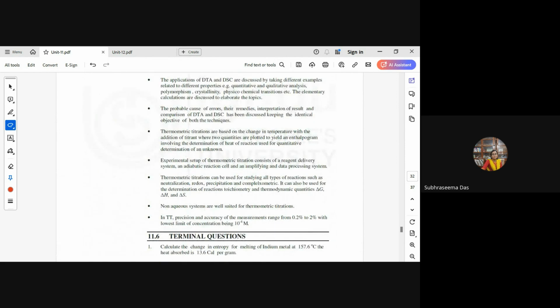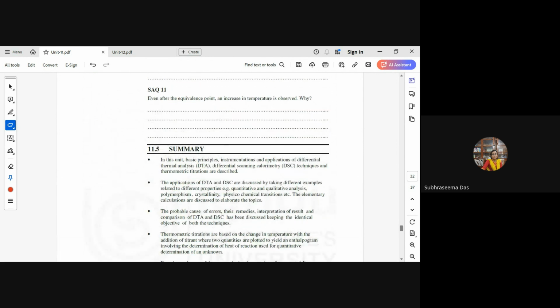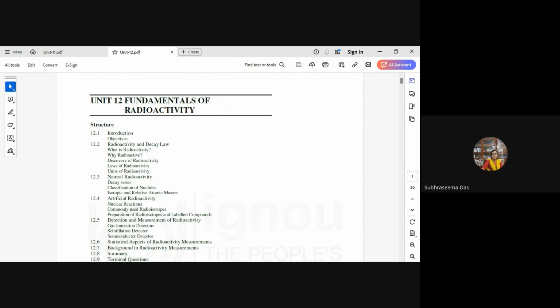So, today we have studied the applications of DTA, DSC, and thermometric titrations, and the calculation of K from thermometric titrations. So with this, this unit is over. That is the calculation, DTA, DSC, and thermometric titrations. So now we will start with radioactivity.